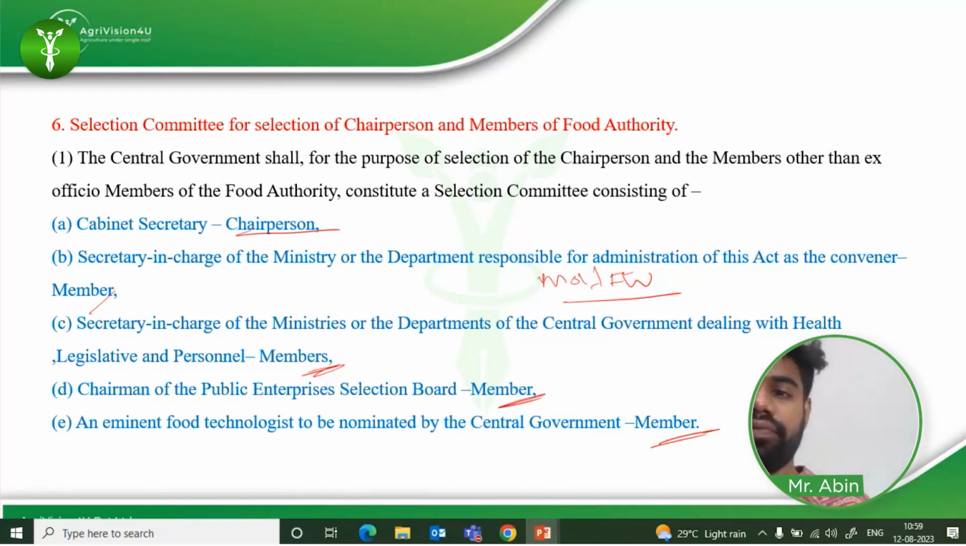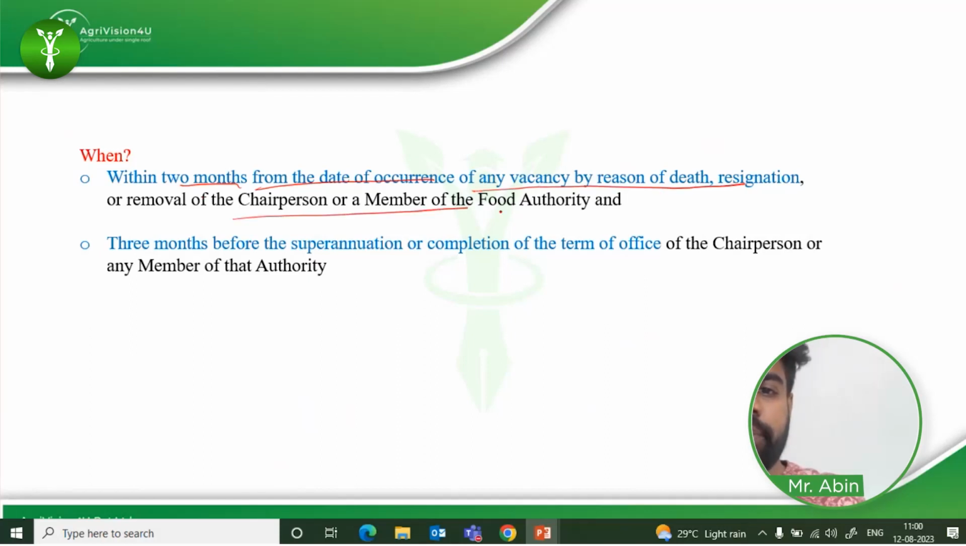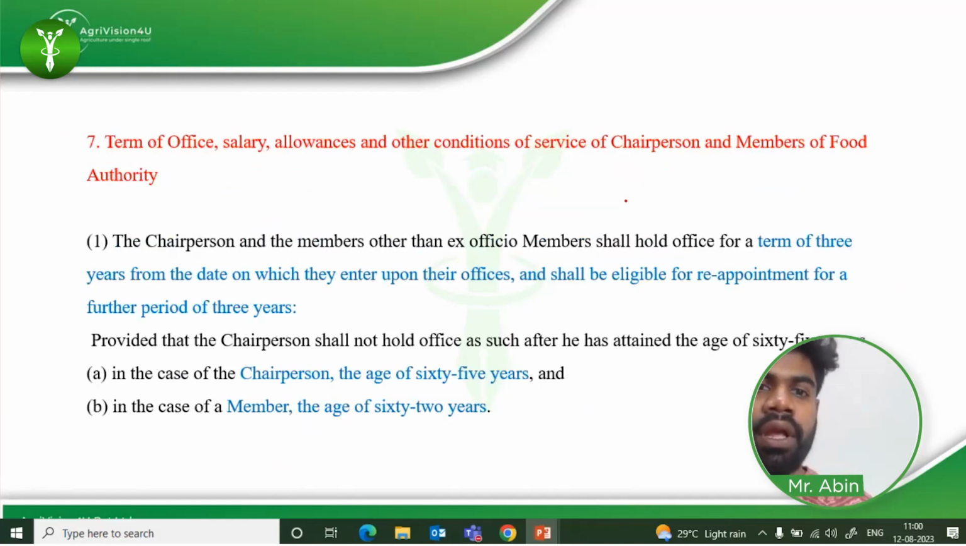There is no fixed number for this selection committee. Meetings of selection committee will happen within 2 months from the date of occurrence of any vacancy by reason of death, resignation, or removal of chairperson or a member of food authority, or 3 months before the superannuation or completion of term of office of chairperson. Now we'll be seeing section 7, term of office, salary, allowances and all.